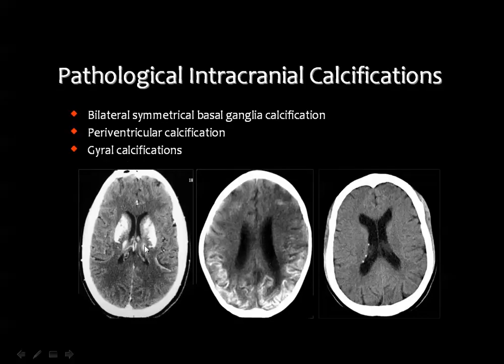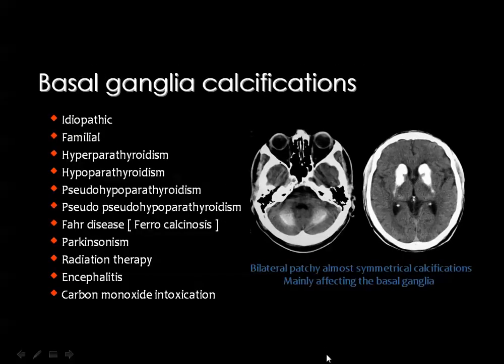Then this is an example of bilateral symmetrical basal ganglia calcification where you can see calcium in the caudate nuclei and the lentiform nuclei as well. And this is periventricular calcium where you can see foci, minute foci of calcification scattered in the periventricular area. Gyral calcification will appear as in this case. You see the gyri are delineated with calcium, either unilateral or bilateral, as you can see in this condition.